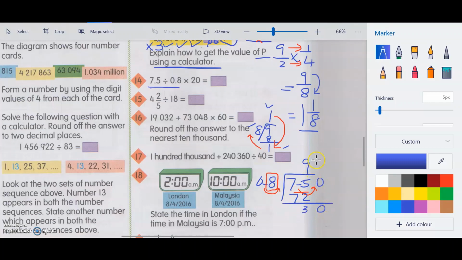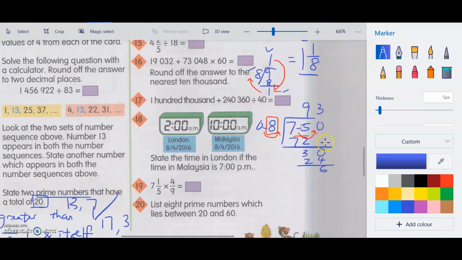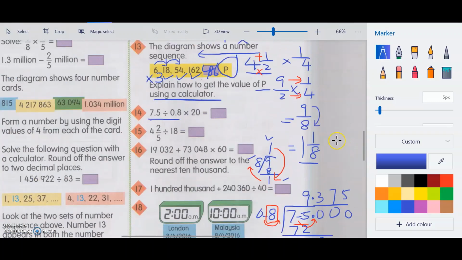Right? So 3 times 8, 24. Balance is 6. Now this is already a point here because that's how we add a new number. So add another number, bring down. 7 times 8, 56. Balance, bring another one. 5 times 8, 40. So the first is 9.375.